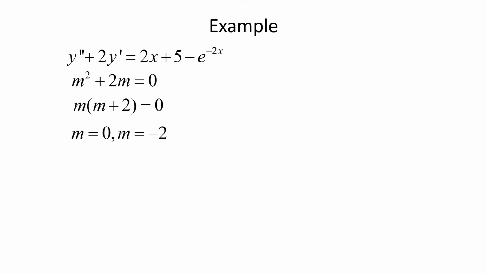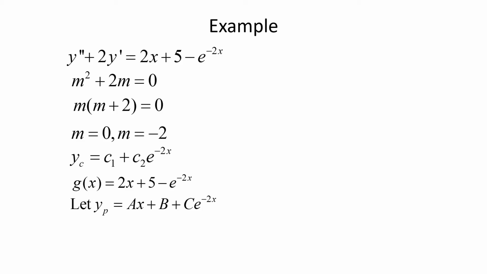So that gives us the complementary function, yc equals c1 e to the 0x, which would just be c1, plus c2 e to the negative 2x. Next, we turn our attention to the particular solution. To find yp, we look at our right-hand side. g of x is equal to 2x plus 5 minus e to the negative 2x. This is a linear function minus an exponential, so we can think of this as the sum of a linear function and an exponential function. So we're going to let yp equal ax plus b plus c e to the negative 2x.